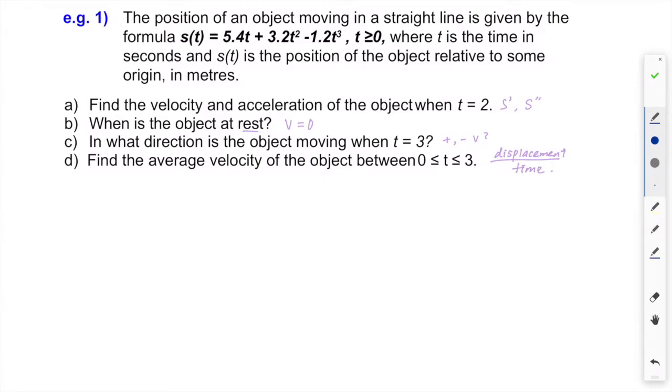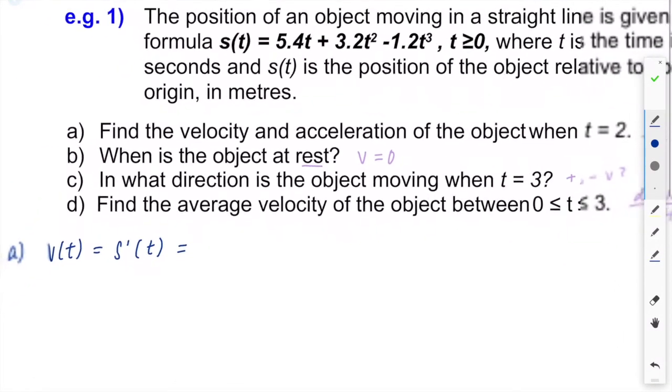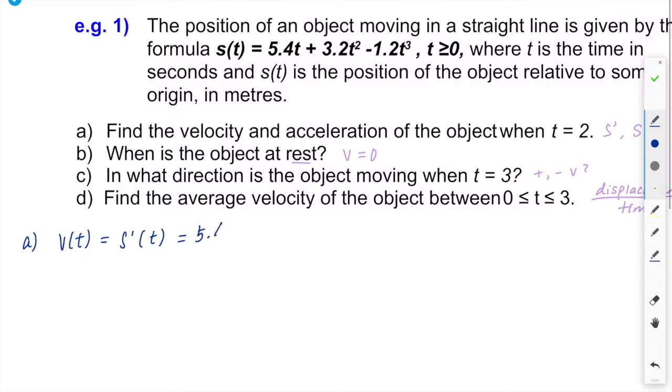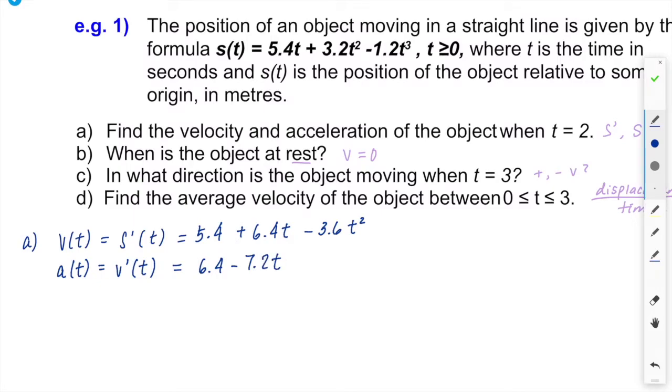All right. Let's begin with part A. In order to find the velocity function, v of t, we are going to take the derivative of s of t. This will give us 5.4 plus 6.4 t minus 3 times 1.2, 3.6 t squared. We can continue to find a of t because this is simply v prime of t. So first term 0, 6.4 is next, minus 7.2 t.